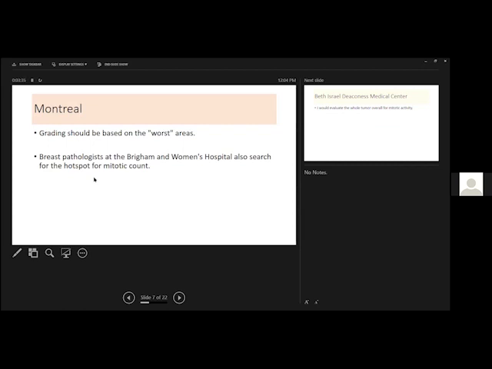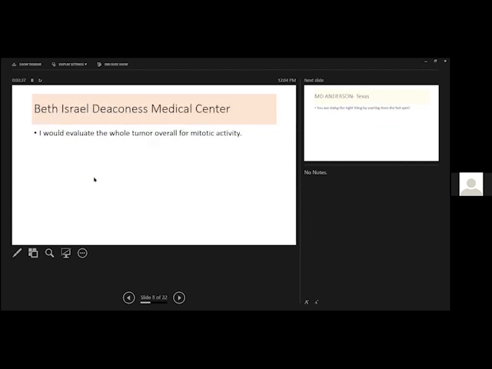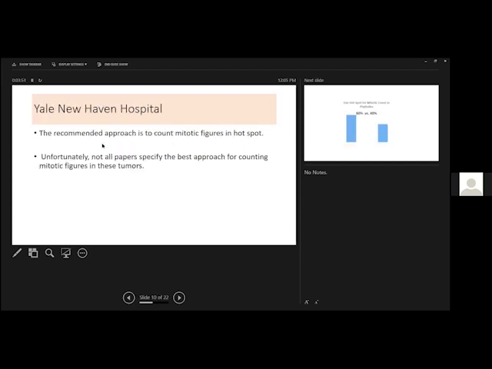They use the hotspot for mitotic count. One of the breast pathologists from Beth Israel said, actually not using hotspot, but using the whole tumor overall for mitotic activity, meaning an average. MD Anderson, hotspot. Yale University, again said hotspot, but unfortunately not all papers specify the best approach for counting mitotic figures.